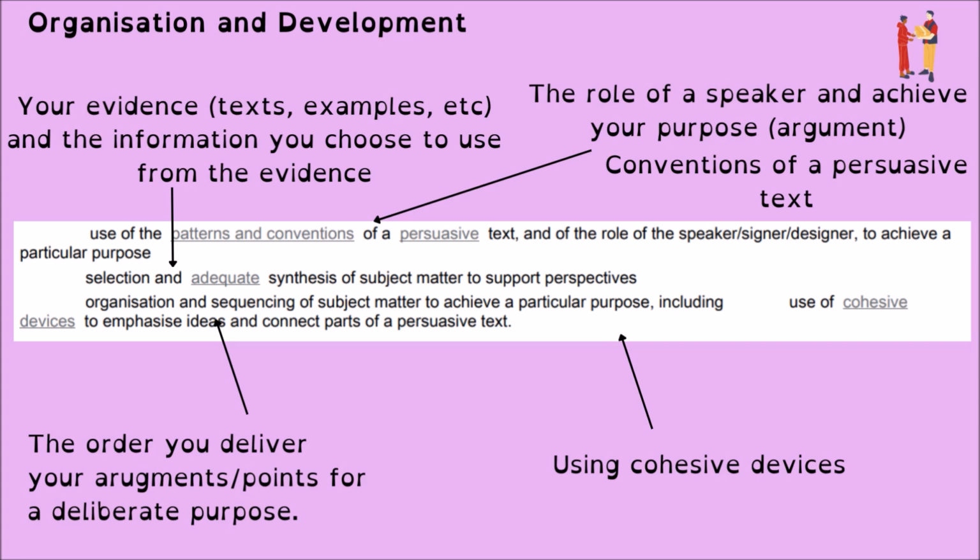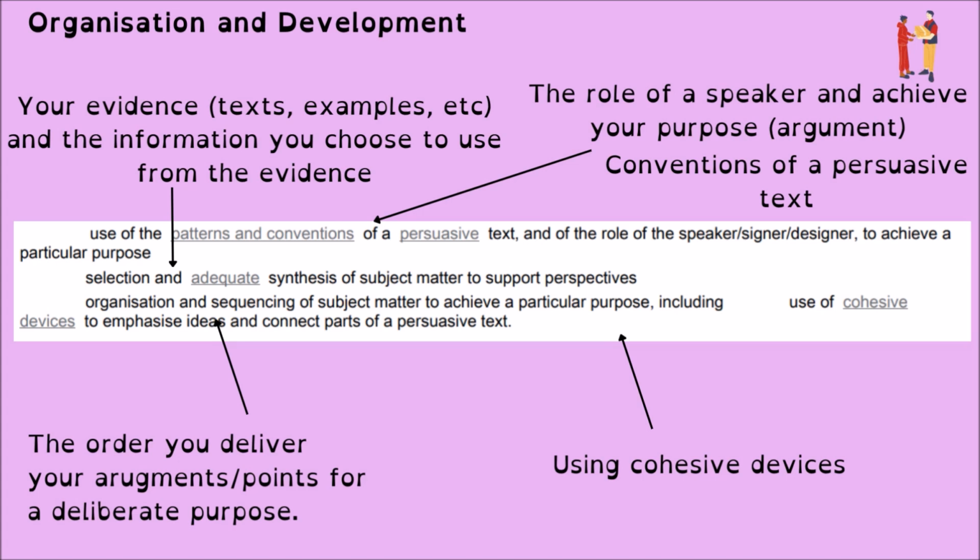So there's actually 2 things in that first dot point there. So you're getting marked on the role of the speaker to achieve a particular purpose, and then you're also getting marked on the conventions of a persuasive text. The second thing you're getting marked on is the selection and synthesis of subject matter to support your perspectives. So that's your evidence and the information you choose to use from the evidence in your persuasive spoken text.